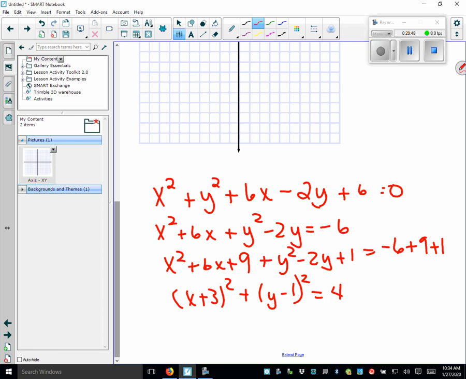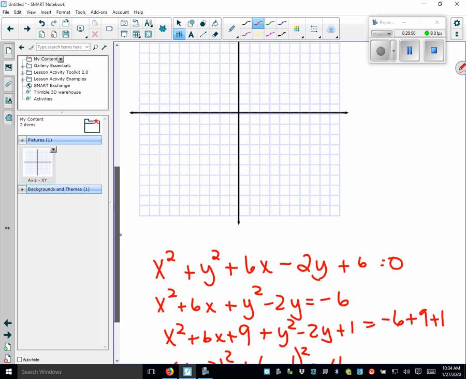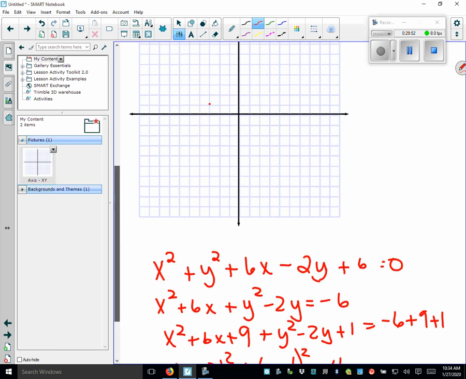What's my center? Negative 3, 1. What is my radius? 2. Here is my circle.